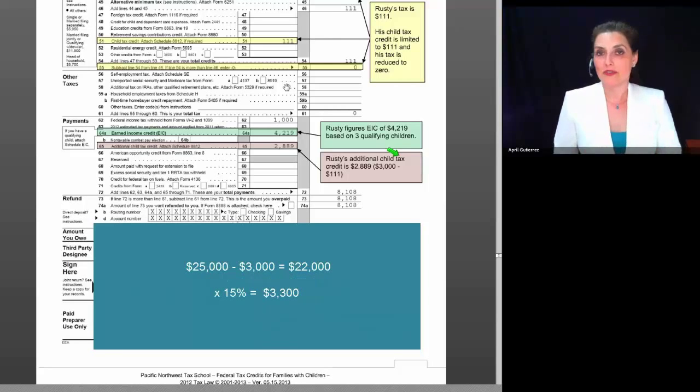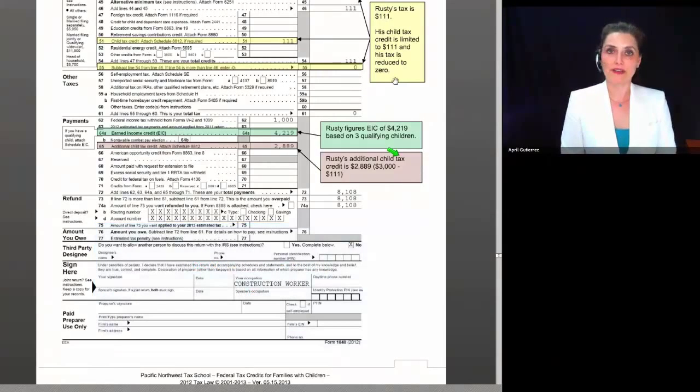Well, he's not going to get a $3,300 credit because he's only got three qualifying children, so we start at three. But he's allowed the full three and not less than three, except for the fact he already claimed 111 here. So that's where the 2889 came from. And then based on $25,000 of income with three qualifying children, we go to the earned income credit table and we come up with $4,219. So he's getting an $8,108 refund, $7,108 of which is a refund to him of money he never paid into the system.